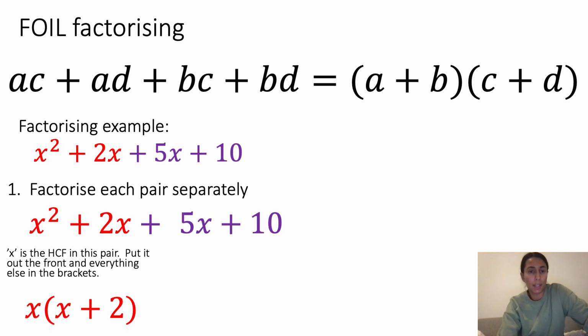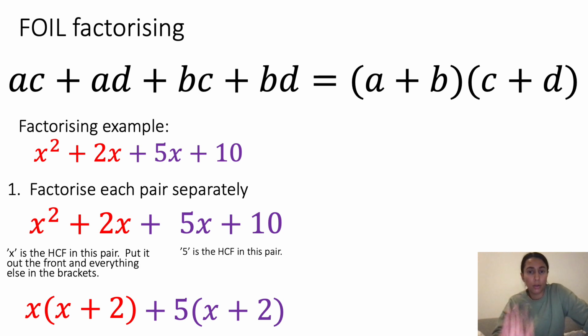I'm going to do the same thing now with the purple pair. So the common factor here would be 5, and 5 is going to come out, and I'm left with x plus 2. Another thing to notice is your first set of brackets should be the same, because they're going to be the common factor. If you factorize your 2 pairs and your brackets aren't the same, then you've done something wrong, and you probably need to go back and recheck through your working out.